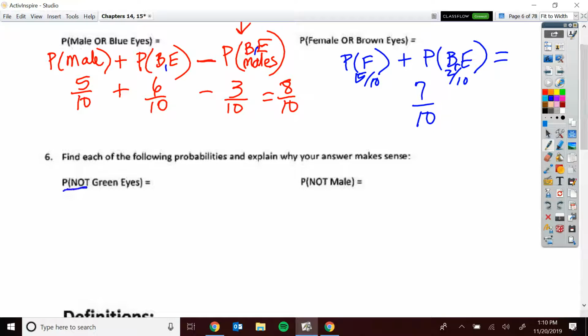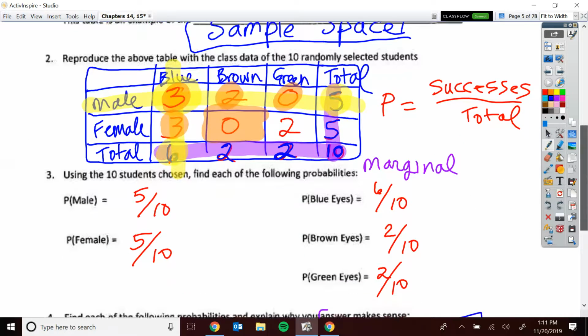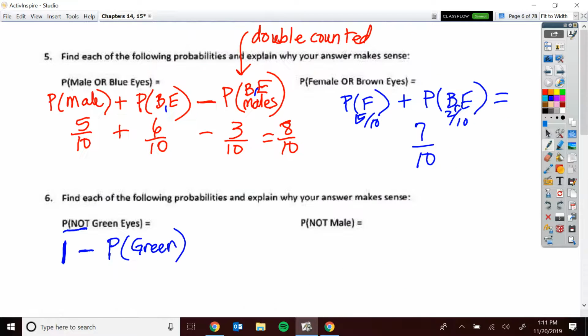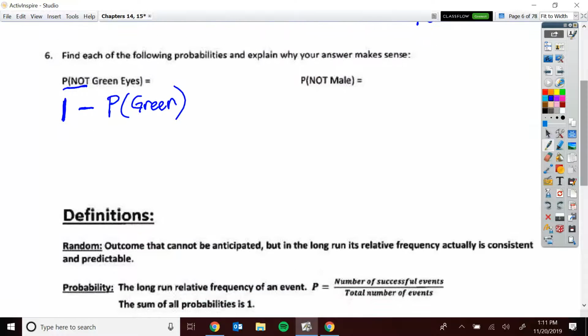All right, the next one is I want to demonstrate a vocabulary word here. Not. What's happening if I want to do the ones that are not green eyes? Then I'm going to do all of the ones that are green eyes and subtract it from 1. So how many green-eyed people did we have? 2. So if I have 2 green-eyed ones, then 1 minus the 2/10, how many did I have that were not green-eyed? 8/10.